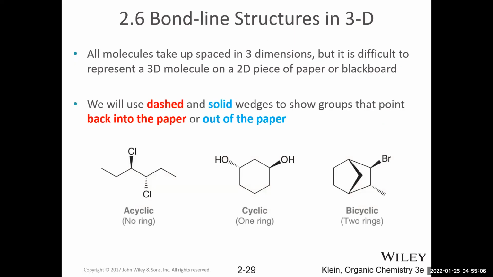The last thing I want to talk about in this part of the chapter is what it means when you see dashed lines and wedged lines. These actually indicate what the molecule looks like in 3 dimensions, or in 3D. And it's difficult to do that on paper or a whiteboard, because of course you're limited to the 2 dimensions of the paper or the blackboard or whiteboard, and you're trying to draw something that exists in 3 dimensions.